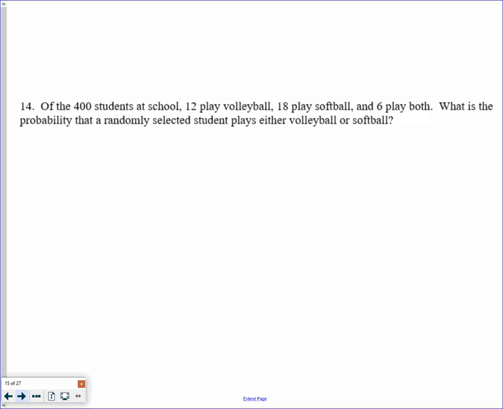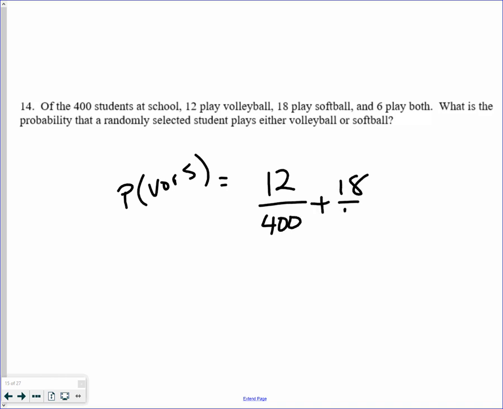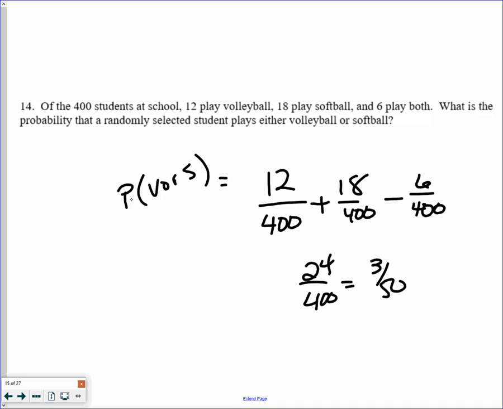Of the 400 students at the school, 12 play volleyball, 18 play softball, and 6 play both. What is the probability a randomly selected student plays volleyball or softball? So again, volleyball or softball would be 12 out of 400, plus 18 out of 400, minus the 6 out of 400, which gets you 24 out of 400, or 3/50. Again, you can write that as a fraction, as a decimal, or as a percent.